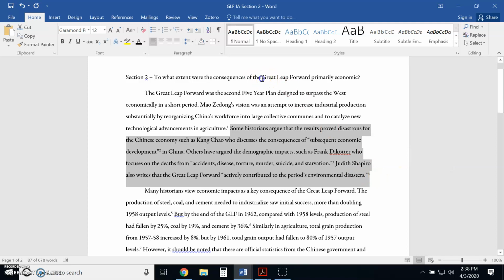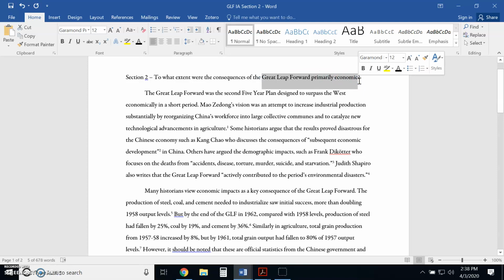The Great Leap Forward had some pretty devastating consequences. I'm choosing to focus today on the economic consequences because that's what I finished, but I've also listed that there are 2 other perspectives, not just economic. I'm covering in this IA, and I note that here, some historians argue that the results proved disastrous for the Chinese economy. I list a historian who is going to be one of my main sources for section 1, who discusses the consequences of subsequent economic development.